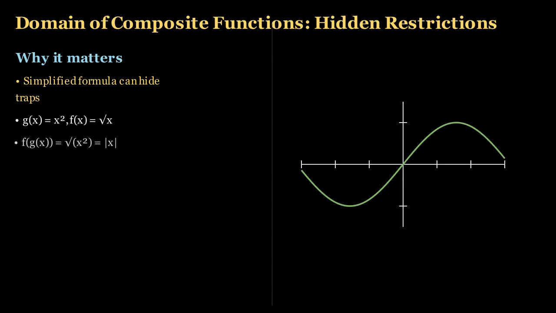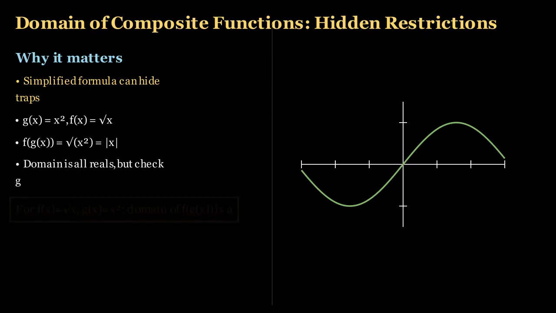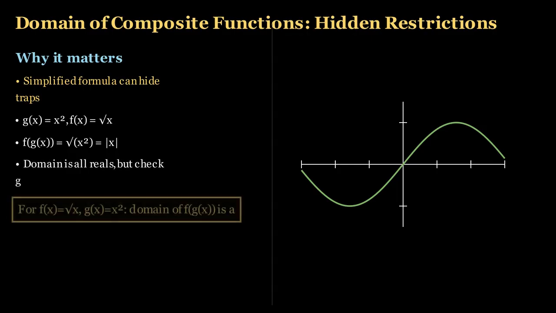But let us trace the journey. The inner function g is x squared. Its domain is all real numbers, so stage 1 is fine. But its output is always 0 or positive.